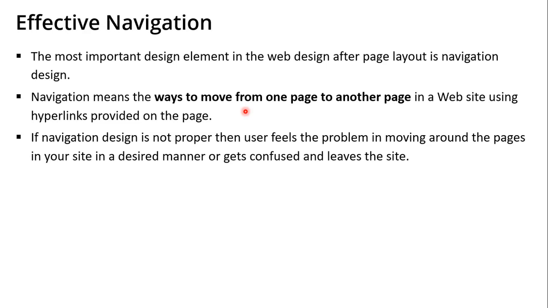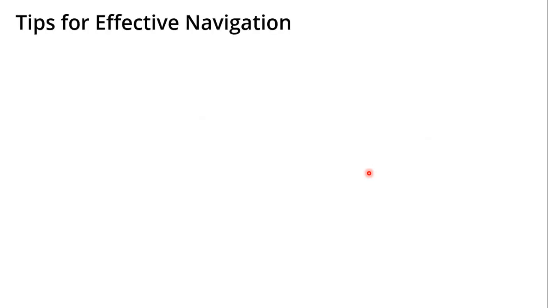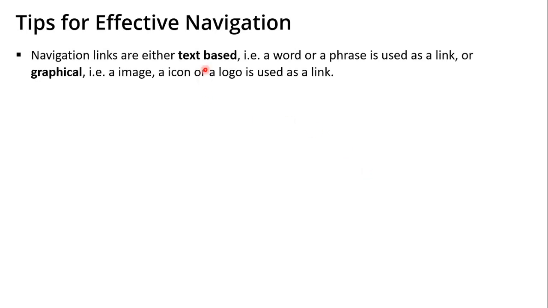If navigation design is not proper, then the user has problems moving around the pages in your site in a desired manner, or gets confused and leaves the site. So proper navigation is most required. Tips for effective navigation: navigation links are either text based, where a word or a phrase is used as a link, or graphic. You can use an image, an icon, a logo, or text. Navigation links should be clear and meaningful, so anyone can read them properly and move from one page to another.